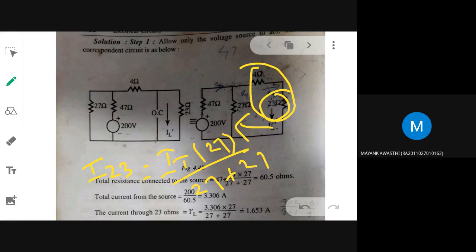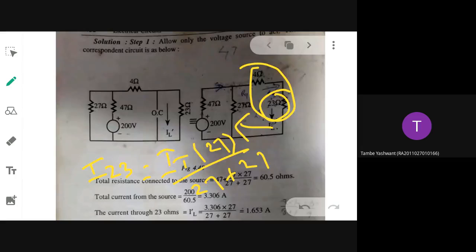All the others also, if you know the answer, you could give me the answer rather than simply solving and not telling anything. 1.65. All got 1.653. Yes, ma'am.